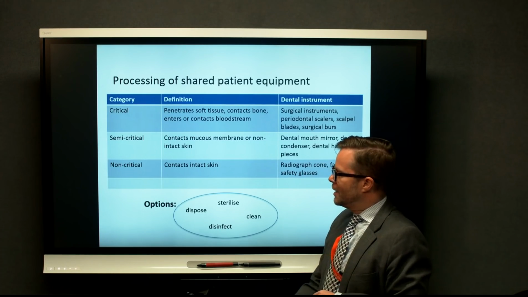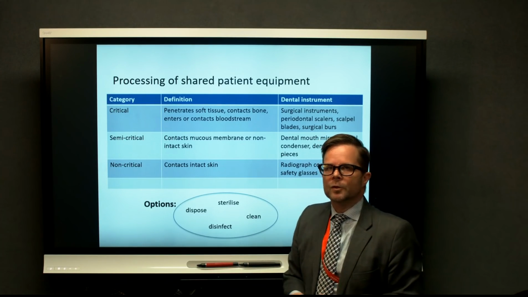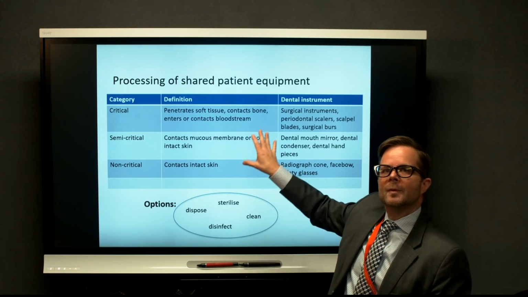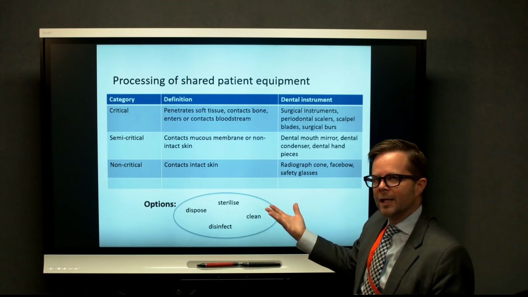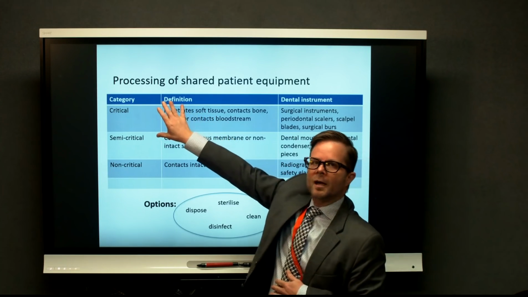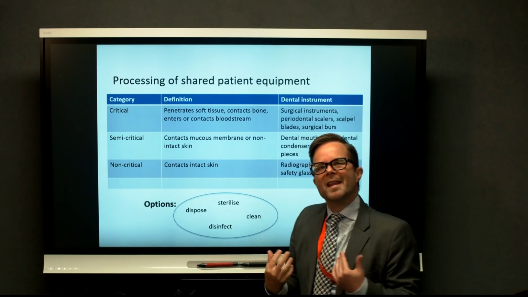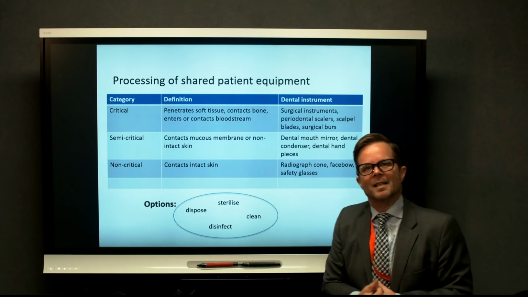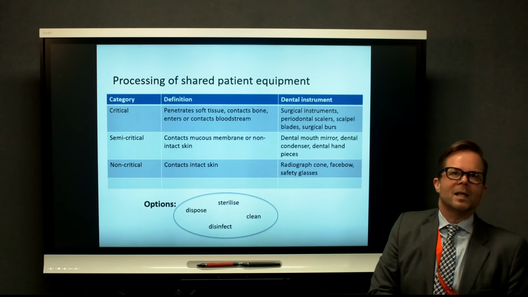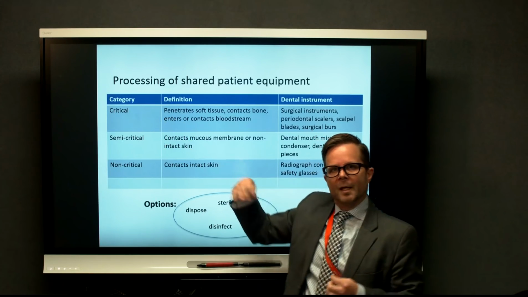And depending on the category that the equipment or materials fall into, that will determine how we then clean or eliminate the microorganisms from those. So the categories are critical, semi-critical, and non-critical. And their names really give you some sense about the level of infection and therefore the level of cleaning that's required. So for example, a critical item, i.e.